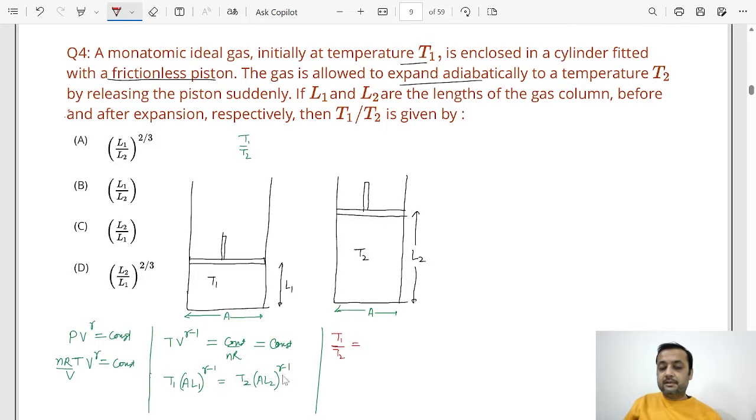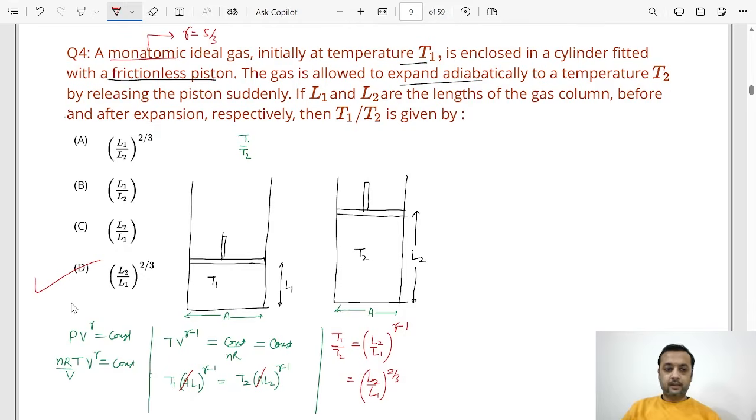So A will kill each other. This will become L2 by L1 to the power gamma minus 1. And for a monatomic gas, we know that gamma is nothing but 5 by 3, a standard value. That means this will become L2 by L1 whole to the power 2 by 3. So the answer will be L2 by L1 whole to the power 2 by 3. I hope you have understood.